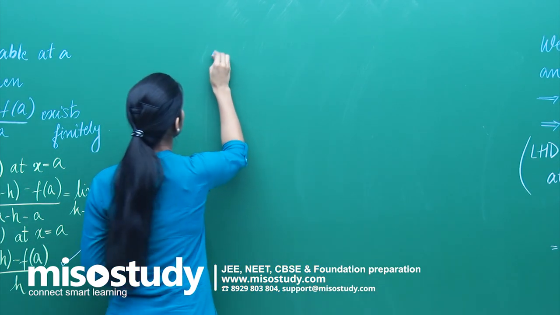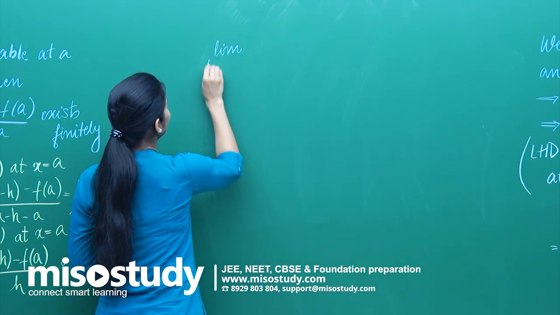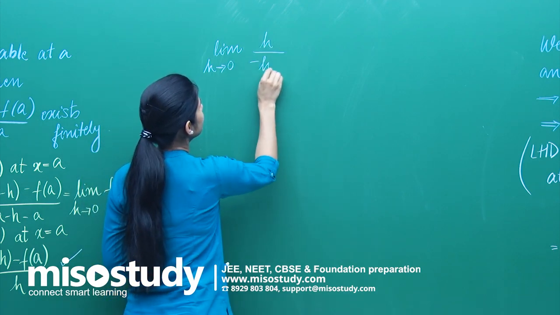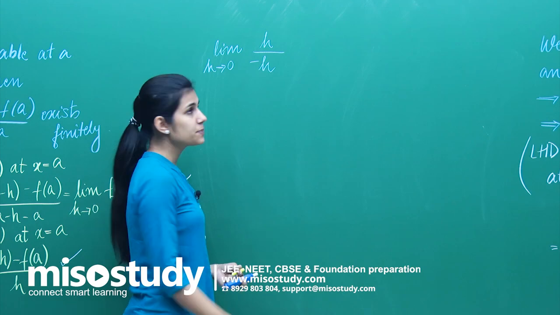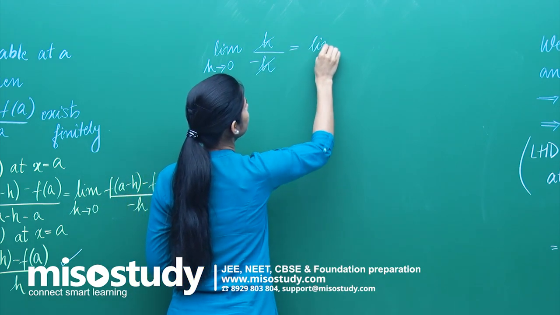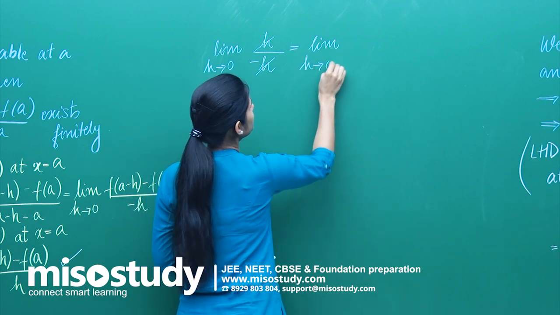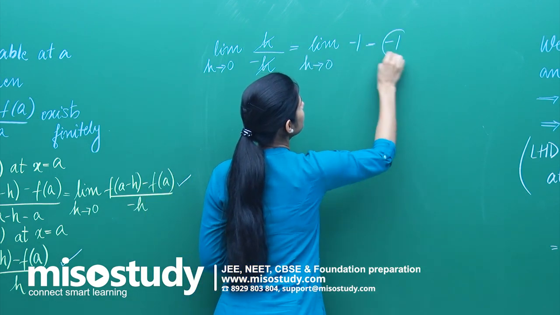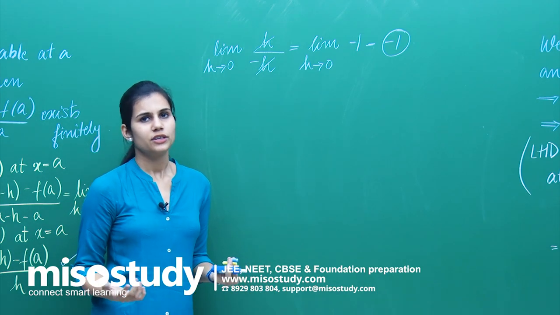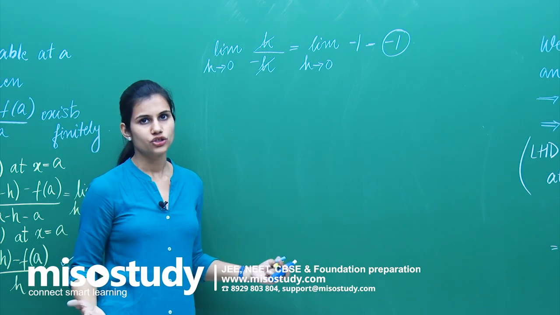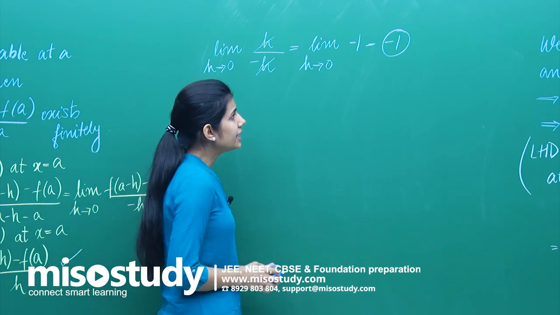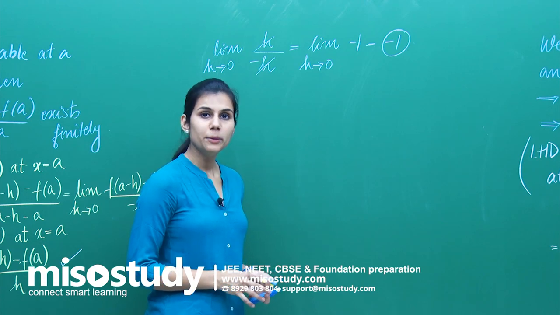This is limit h tends to 0, h upon minus h. Because h is positive, I can cancel these h and I am going to be left with limit h tends to 0 minus 1, which is minus 1, because constant function is continuous. Limit of a constant function at any point is the same function, which is minus 1, the same constant. Okay, so left hand derivative of f at 0 is coming out to be minus 1.